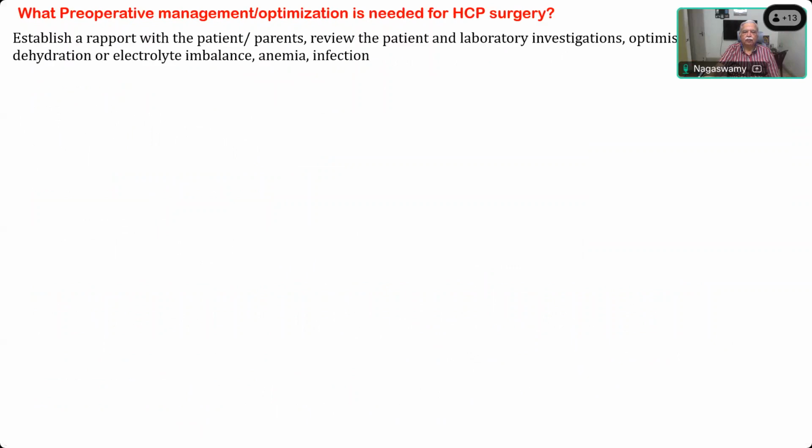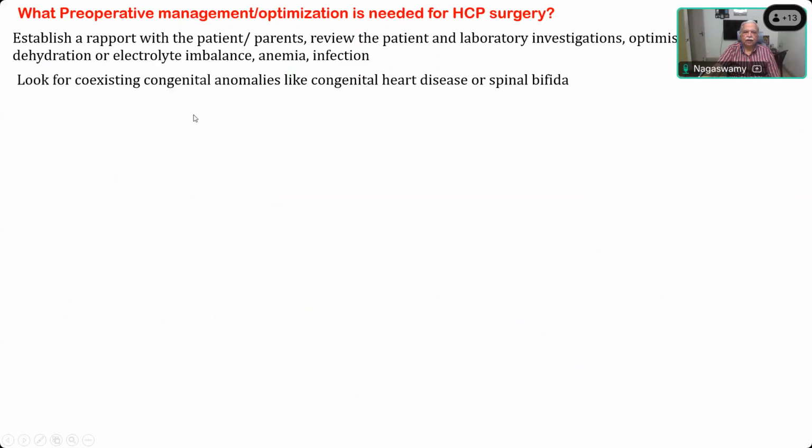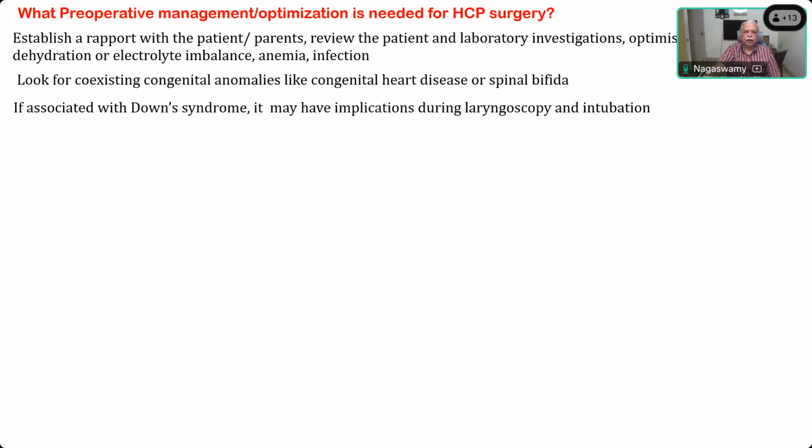So preoperative management: establish rapport with the patient. Not because with this patient we cannot establish rapport, so we have to go for parents. Review the patient and laboratory investigations, optimize conditions like dehydration, electrolyte imbalance, anemia, and infection. Look for coexisting congenital anomalies. In all diseases of congenital origin, you must always look for other anomalies. It's associated with Down syndrome. It may have implications for laryngoscopy and intubation.